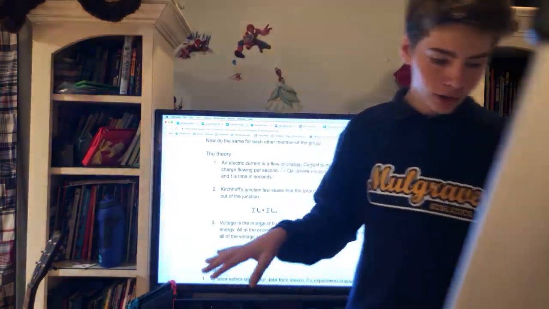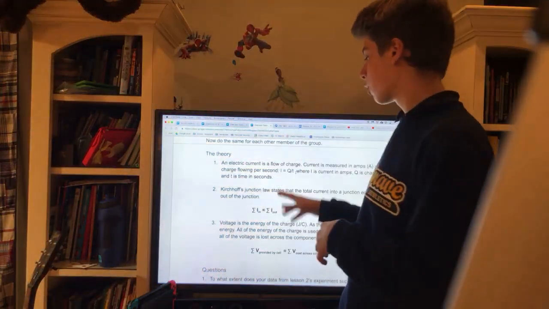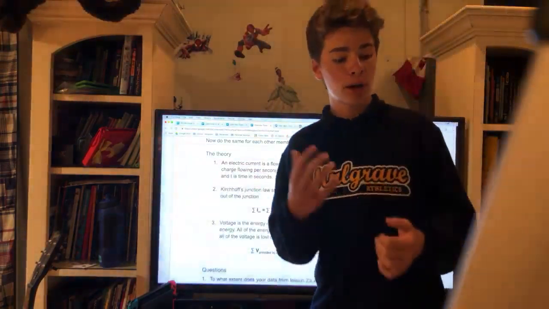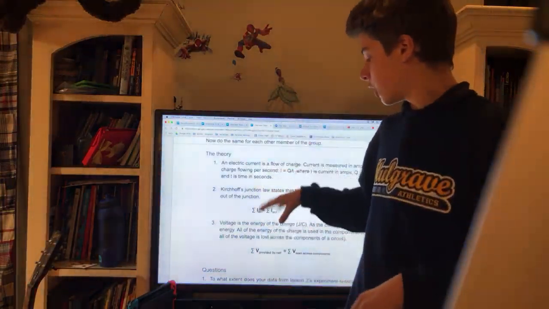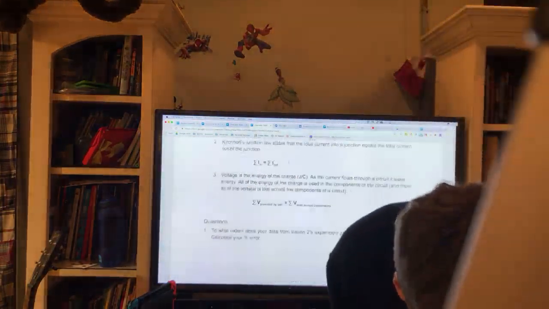So the charge per second is how much of those coulombs are flowing through the wire per second. Very, very simple. There's also a bunch of laws that state how currents function. The current in is the same as the current out, as well as in parallel circuits, which when you see it, they actually have the same current. I'll talk about that in just a few minutes.